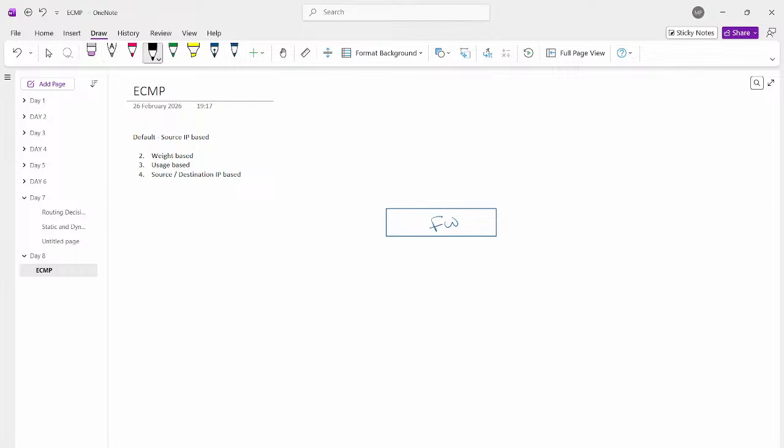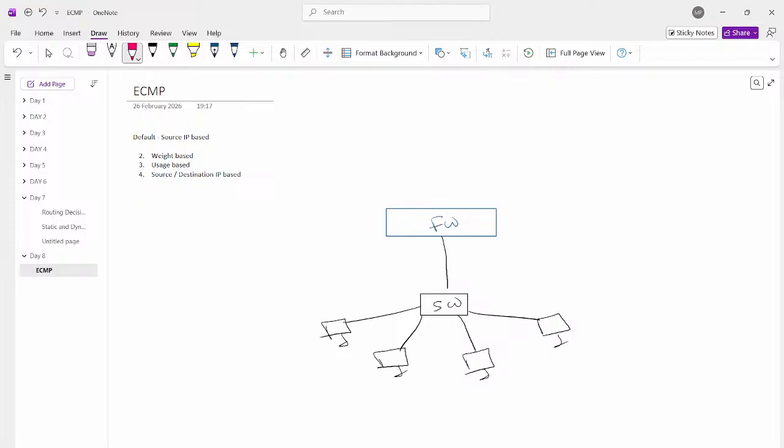Okay, on my LAN side I am having specific users. Suppose I am having user 1, user 2, user 3, and user 4. Okay, I am having 4 users on my LAN side. Then I am having an internet service provider, assume ISP1, then I am having ISP2. Okay, two service providers I am having connected to the firewall.